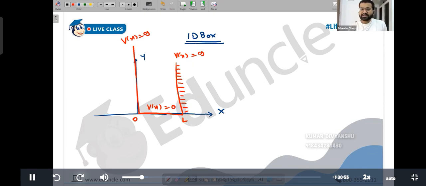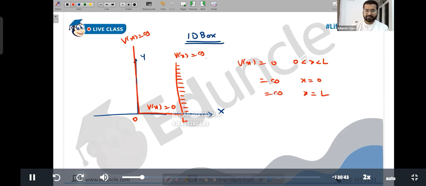This is what is known as a 1D box, where potential is 0 only between 0 and L, and it becomes infinity at the boundary conditions. It becomes infinity at 0, it becomes infinity at L. And then eventually we had found out that the wave function of any particle in a 1D box is given by under root of 2 by L sine n pi x by L.